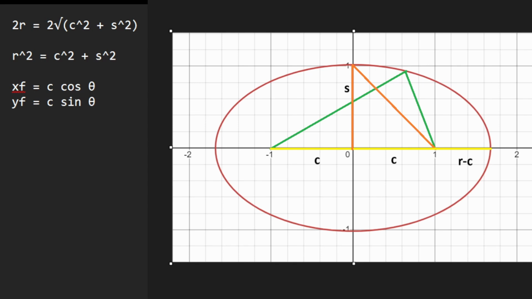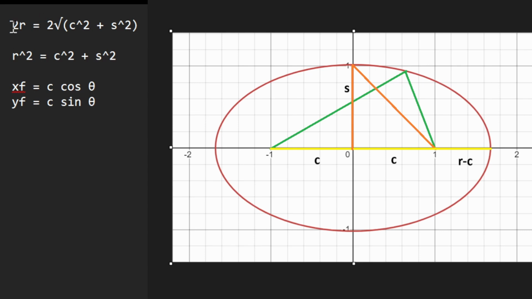So the idea is that basically we take a look at this focus point here in two different ways. First of all, we take a look at it with respect to this point on the ellipse. So let's just sum up the distances of this point to the two foci points. Obviously the distance to this focus is r minus c, and the distance to this focus is c plus r minus c, and if you add those together you get 2r.